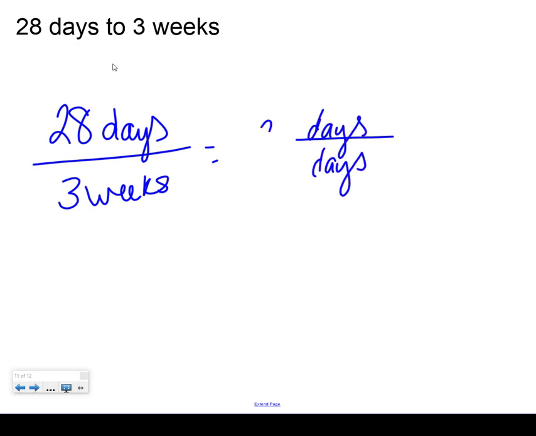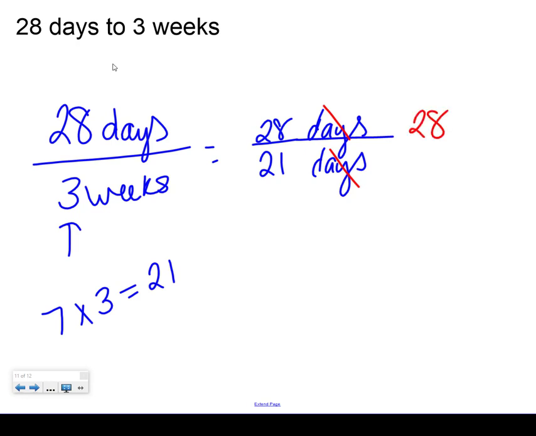My handwriting's terrible. All right, so how many days are in 1 week? 7 days in 1 week. And how many weeks do we have? 3 weeks. So 7 times 3 is 21, and here I have 21. Now I know that my labels match, so I cancel out my days and days, and I brought over my 28 to 21. Here I know that they are both divisible by 7, right? A whole week is 7 days. And so on top I end up with 4, and on bottom I end up with 3, so this comparison is 4 to 3.